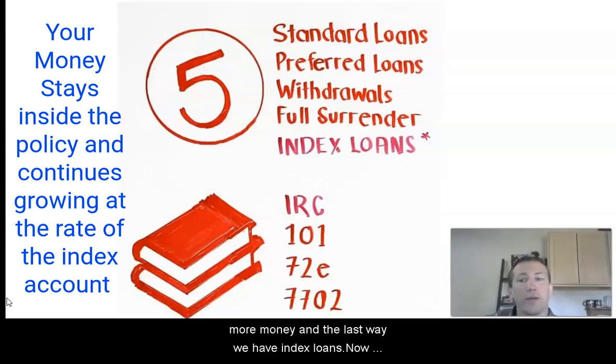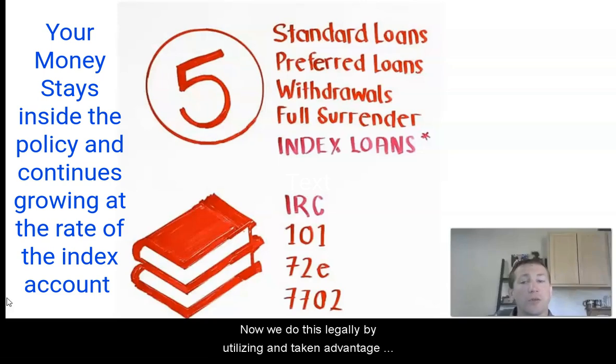And then lastly, we have index loans. Now, index loans can be very lucrative because you're able to take out a loan, have that loan be charged a certain percentage, and then your money inside the policy still continues to grow with uninterrupted compounding returns.